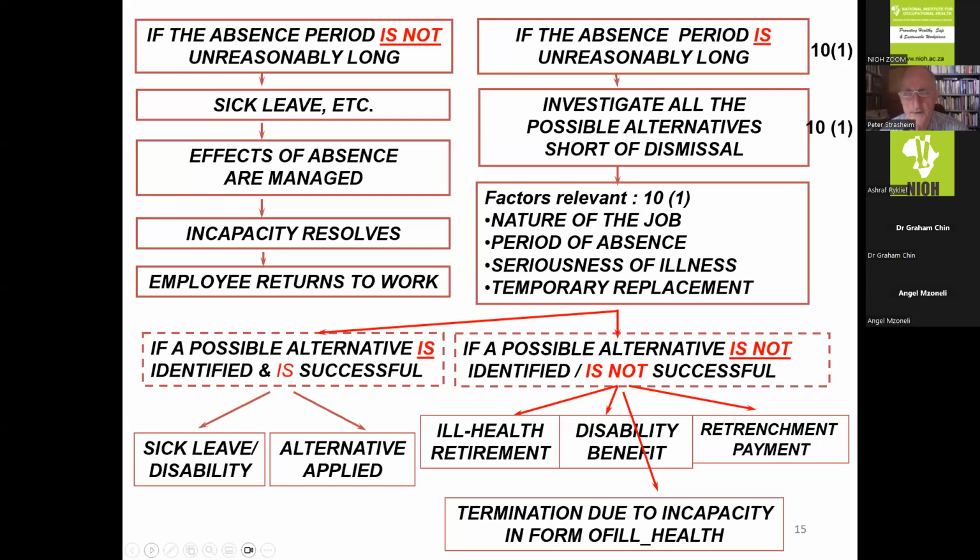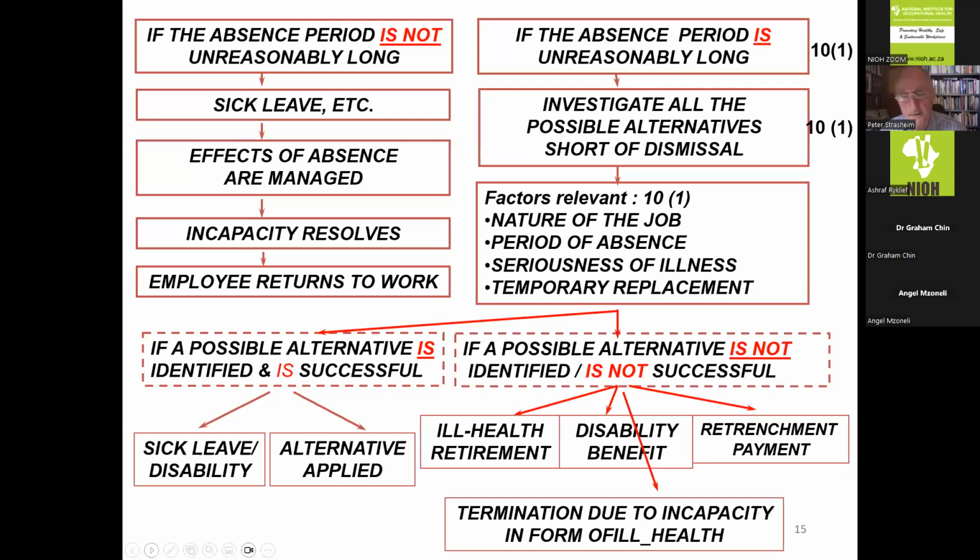On the other hand, on the right-hand side of the slide, if the period is unreasonably long, then there's got to be an investigation of all the possible alternatives short of dismissal, as you've seen, and we've discussed the factors there: the nature of the job, the period of the absence, the seriousness of the illness, and the ability to get a temporary replacement for the employee. And then there's another split there. If there are alternatives and they are identified and they are successful, the employee stays on disability until they get better and return to work.